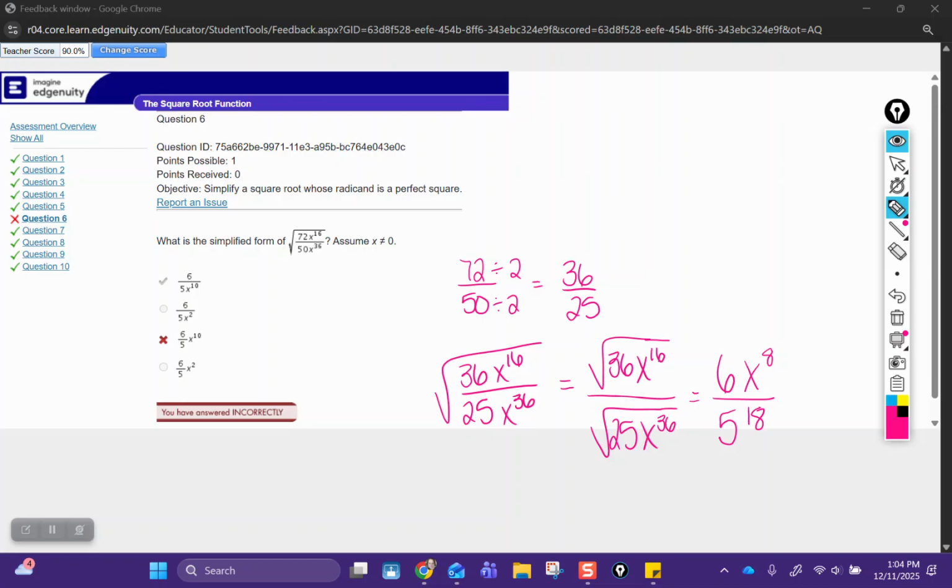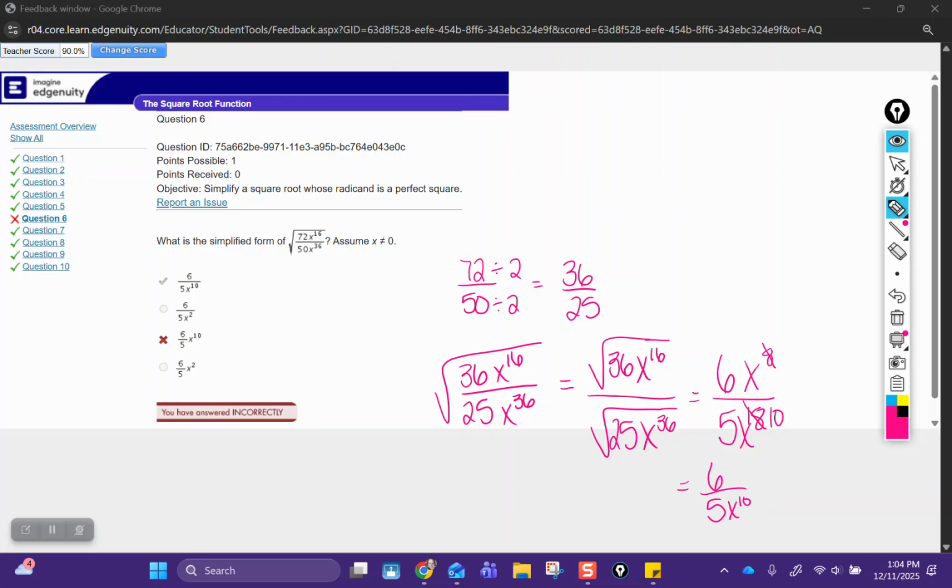And now I'm going to simplify. Oh, oops, I forgot my x. Now I'm going to simplify my x's. So if I have x to the 8th on top and x to the 18th on the bottom, that's 6 over 5x to the 10th, right? 8 of these are going to cancel with 8 of those. So those all go away and it leaves me with 10 in the bottom. Or you can subtract. You can use your divisibility rules for exponents. 8 minus 18 is negative 10. So you would get x to the negative 10th, and then that moves it to the bottom.